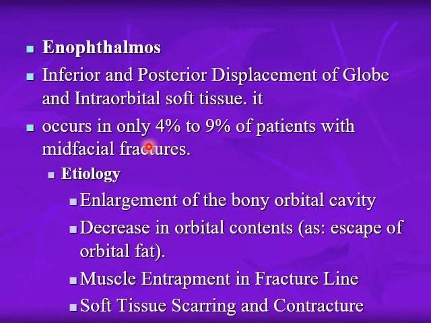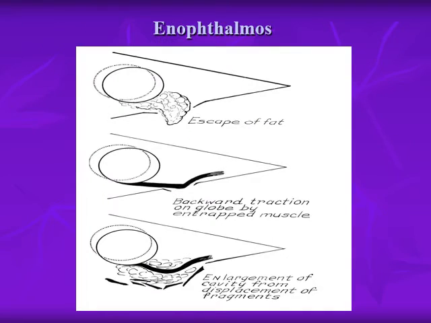It occurs in about 4% to 9% of patients with midfacial fracture or zygomatic fracture. It results, first, from a decrease in the size of the orbit due to dehiscence of the orbital contents, like orbital fat escaping into the maxillary sinus or the ethmoidal sinuses, or from an increase in the size of the orbit itself due to fracture of the orbital wall, like this picture.